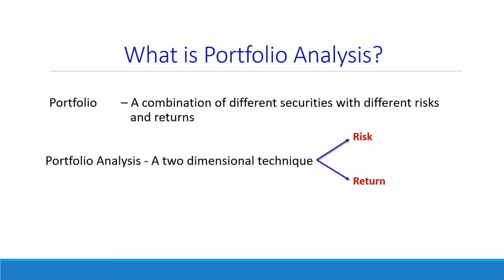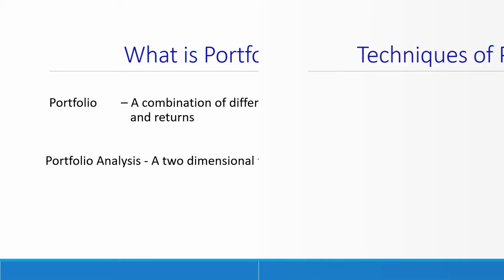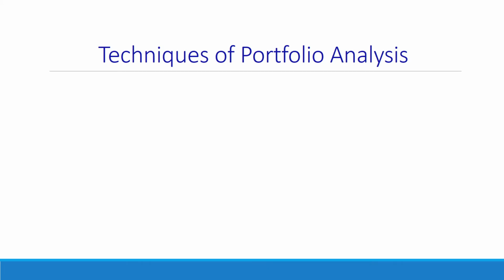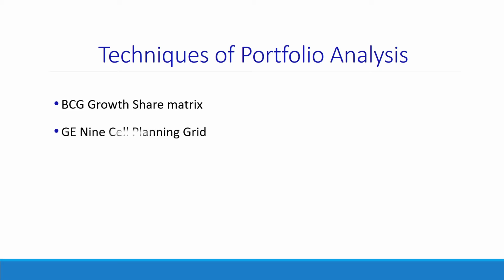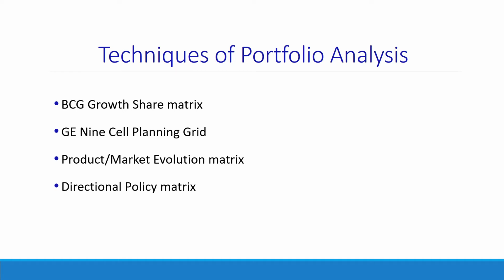Different methods are there for analyzing a portfolio. All these methods consider these two dimensions. There are a number of techniques for analyzing the portfolio. It includes the BCG Growth Share Matrix, GE 9-cell planning grid, product or market evolution matrix, and directional policy matrix. Among these, the BCG Growth Share Matrix and the GE 9-cell planning grid or GE grid are the most commonly used techniques.